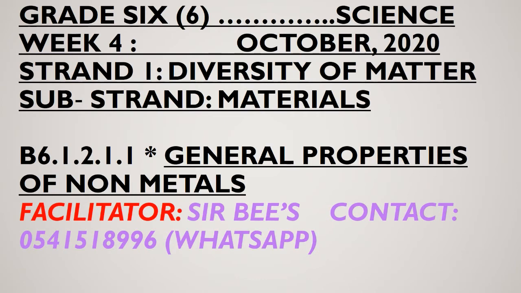Metals have the property of ductility. Metals have the property of malleability. So you should know what malleability is, what ductility is. These two words sometimes confuse learners a lot. So you have to know that ductility is the ability of the metal to withstand tensile stress.